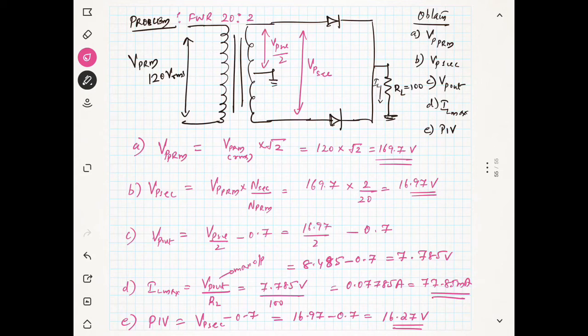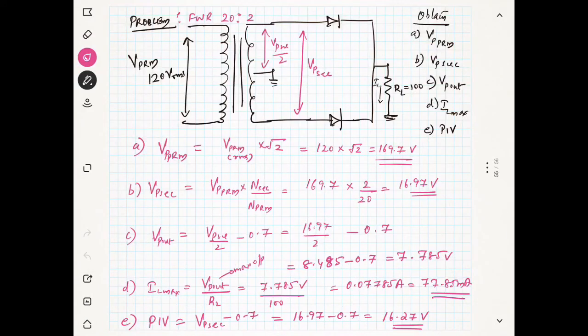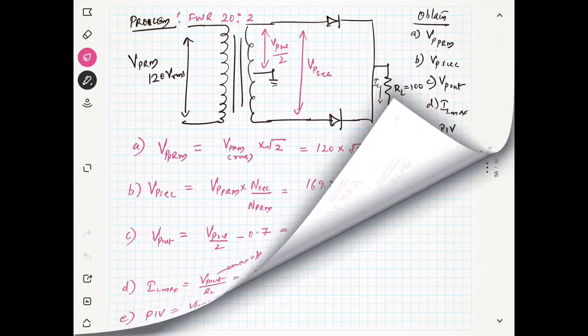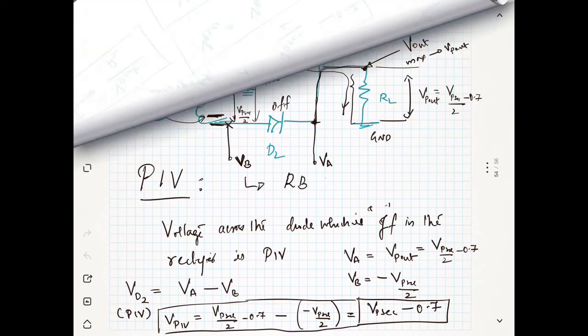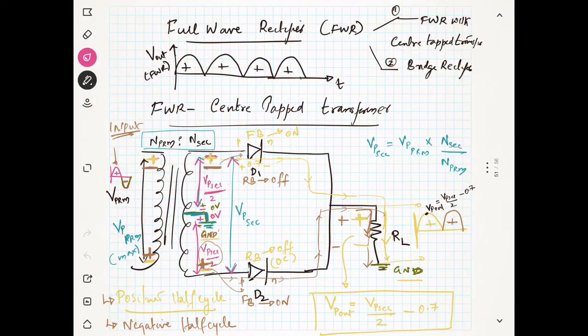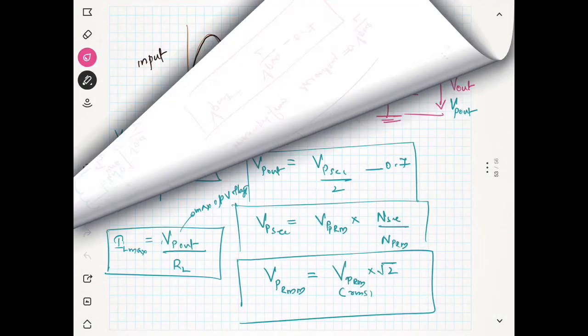So next we will see another one, which is the bridge rectifier. So another kind of rectifier, the full wave rectifier. I have already told you the full wave rectifier has been classified into two types. The first type was the one with the center tapped transformer, and the second one was the bridge rectifier. Okay, so we will talk about the bridge rectifier.